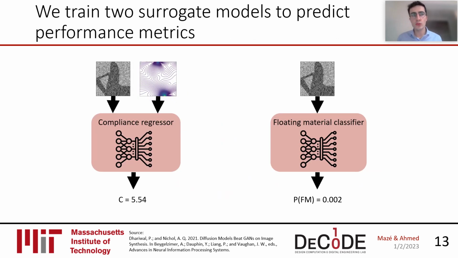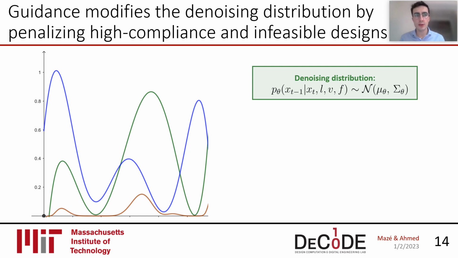Topo Diff includes two surrogate models to perform this guidance. The first surrogate is a regressor that predicts the compliance of a given topology. The second surrogate is a classifier that detects floating material and outputs the probability that the topology contains floating material. Note that these two surrogate models need to work on clear and noisy images. These surrogate models are used to modify the denoising distribution by penalizing high compliance and infeasible designs.